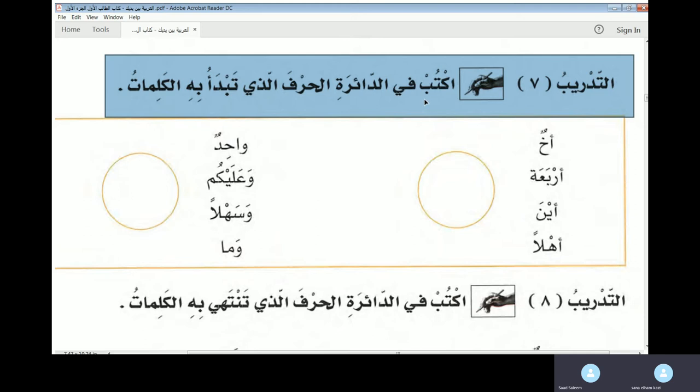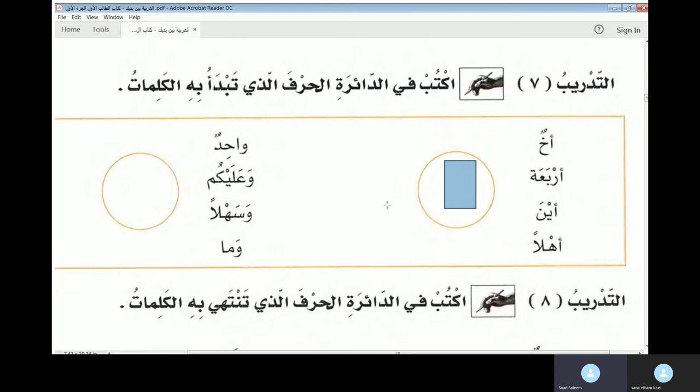Write in the circle the letter with which the words start. Okay, Tadrib Sab'. Seventh lesson. Seventh exercise. Write in the circle the letter with which the word starts. Okay, so what will you write here? Alif Hamza.